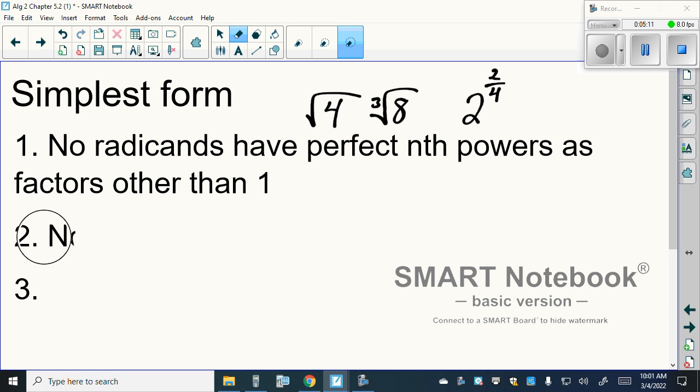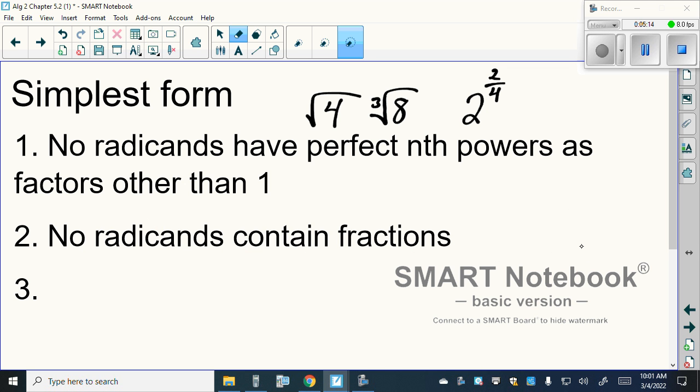Second main thing: no radicands can contain fractions. I can't have a fraction inside of the radical. And we call what's inside a radical the radicand.